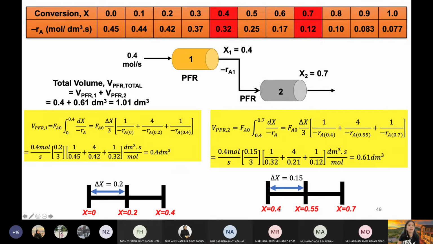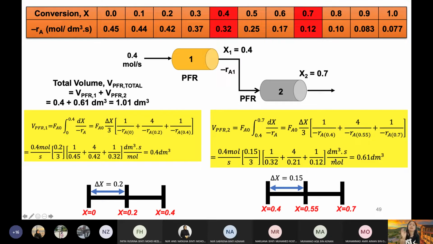So initial X 0.4, final X, X1 0.4, X2 0.7. Okay, so our middle conversion, the midpoint between 0.4 and 0.7, if you calculate, the middle X is 0.55. This middle X is something students sometimes get confused about calculating. Just remember it is the midpoint between X1 and X2, the middle X between X1 and X2. So it's 0.55.